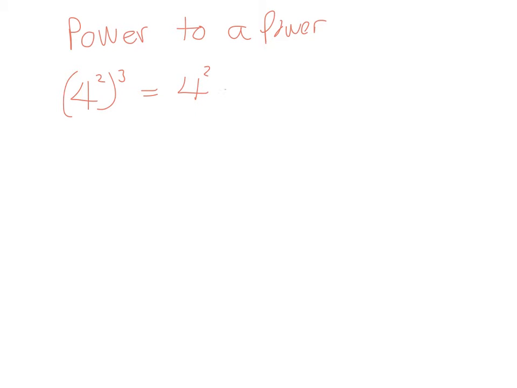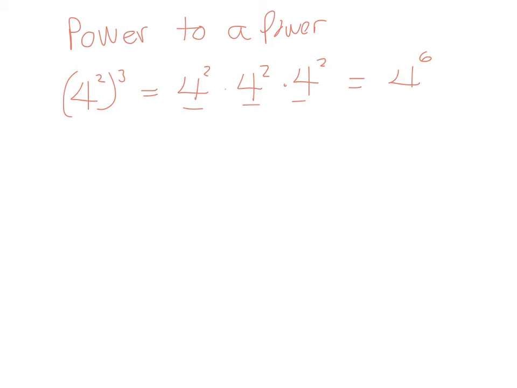Okay, now we're going to learn the next rule about multiplying with powers, and it's called power to a power. So this time, say I had 4 squared, and that whole thing is going to the 3rd power. Well, what does that mean? It means I have 4 squared times 4 squared times 4 squared. And now when the bases are the same, I can add those exponents. That would be 4 to the 1, 2, 3, 4, 5, 6.